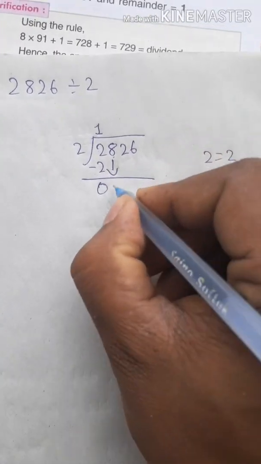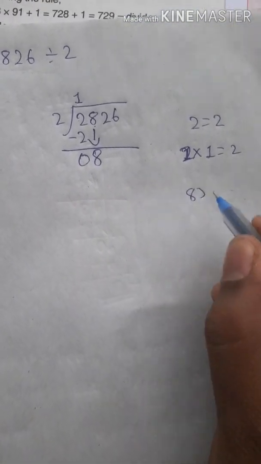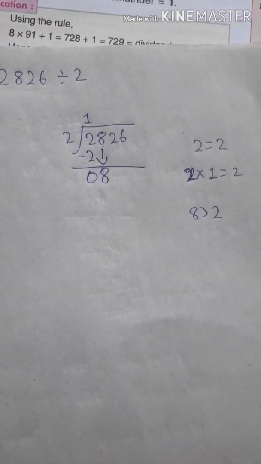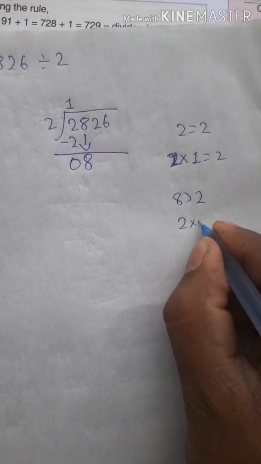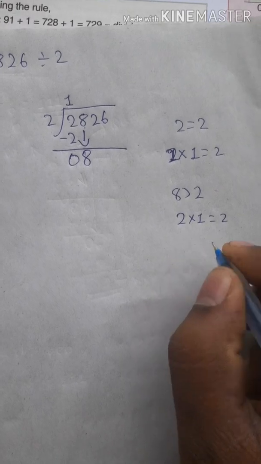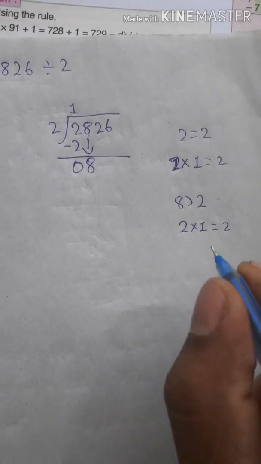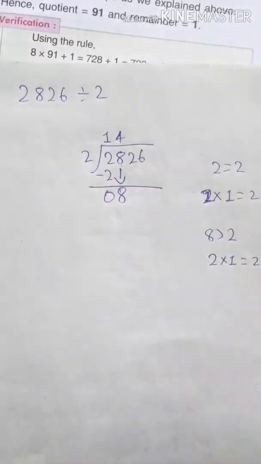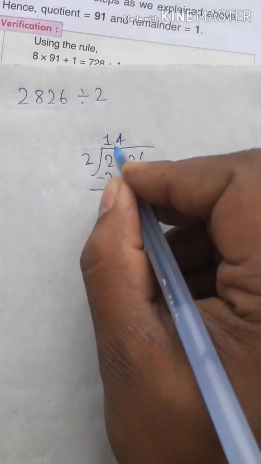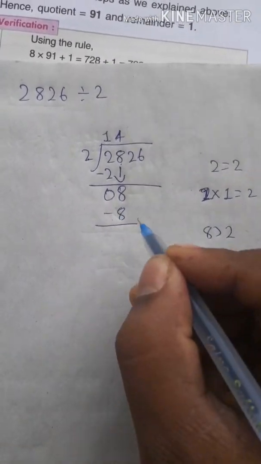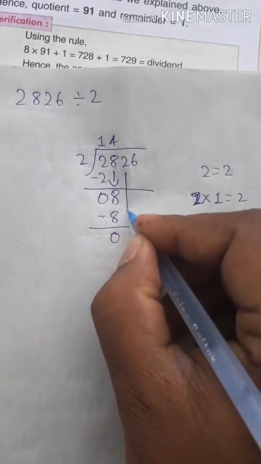Then bring down 8. Then compare. So now you know that 8 is greater than 2. Then we need 2's table now. 2 into 1 is equal to 2. 2 into 2 is equal to 4. 2 into 3 is equal to 6. And 2 4s are 8. So write 4 here up. Then 2 into 4, that is 8. Then subtraction, 8 minus 8 is equal to 0. Then bring down 2.